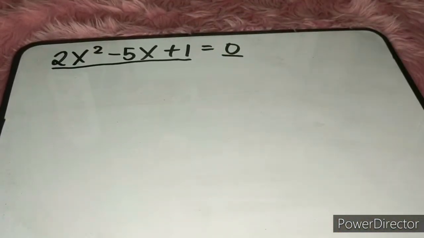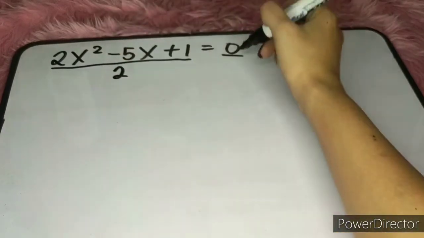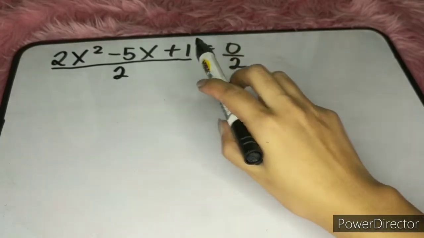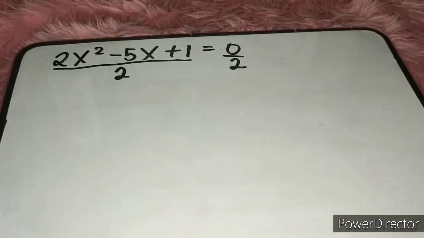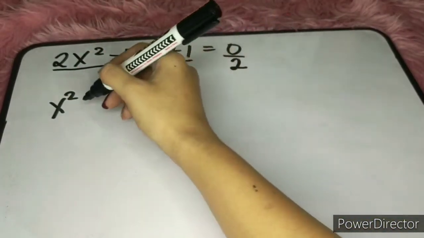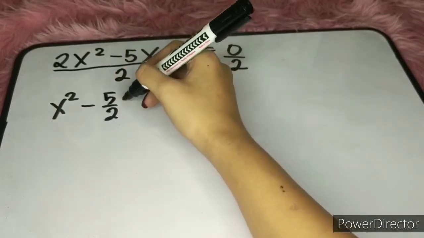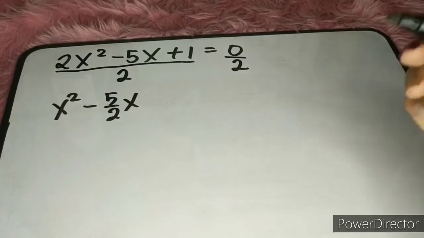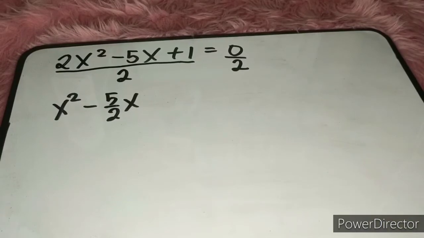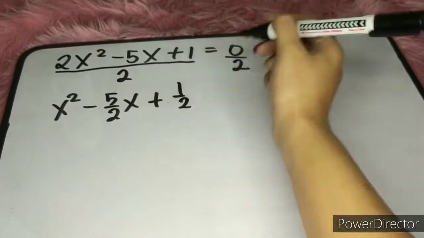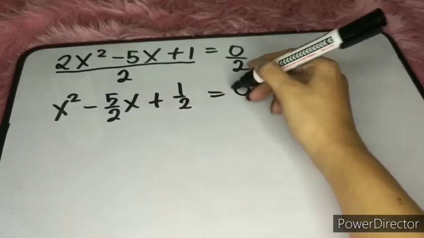So our a in this example is 2. In this case, we will be dividing all terms. So 2x squared divided by 2 will give us x squared. And -5x divided by 2 is -5 halves x. You don't need to write it as a mixed fraction so that it will be easier for us to find what we will be adding on both sides to complete the square. And this is 1 divided by 2, which is 1/2. And then 0 divided by 2 is still 0.